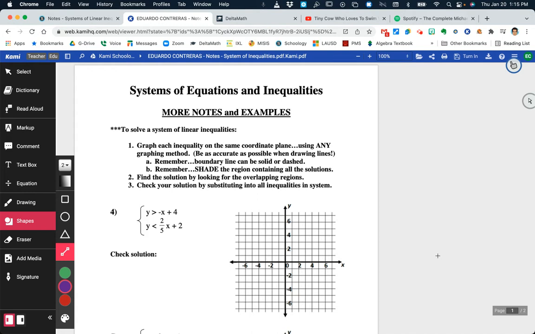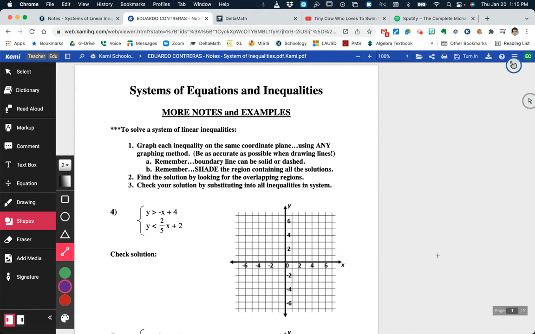Remember, a boundary line can be either solid or dashed. We've talked about that. And remember how to shade the regions. We'll be doing above the line, below the line from now on, if that's okay. Are you guys okay if we do above or below the line? No testing of points? Okay.